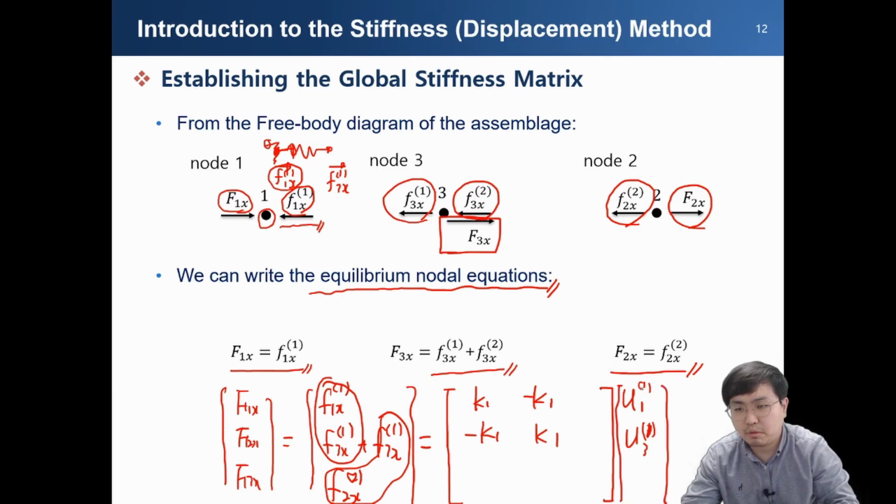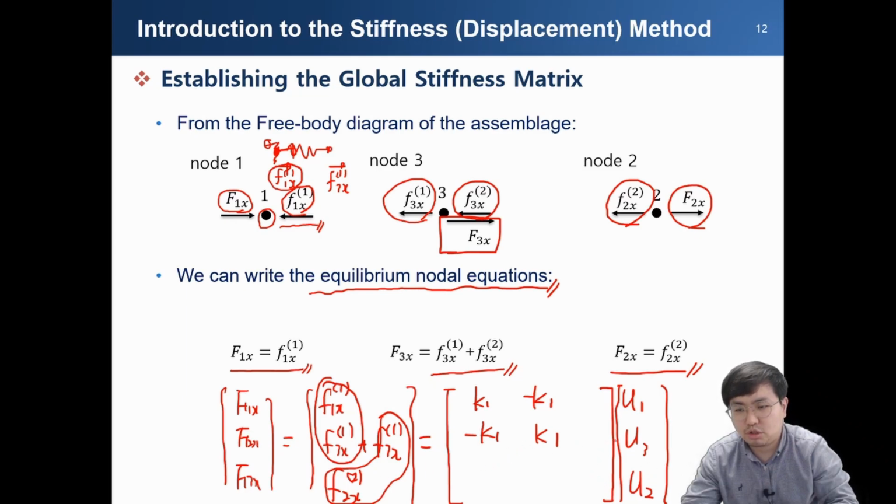However, from the compatibility condition, we can neglect special element indexes. So here, this part must become U3, and this part must become U2. Although we must write the element index due to the compatibility condition, we can neglect this part.